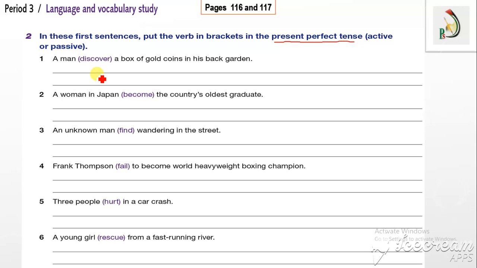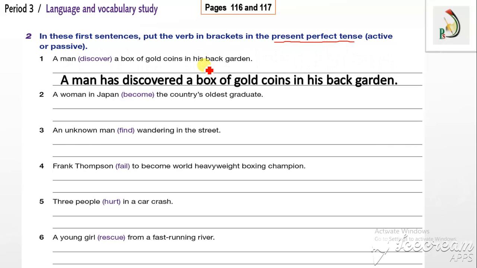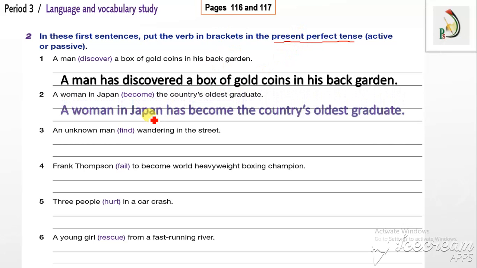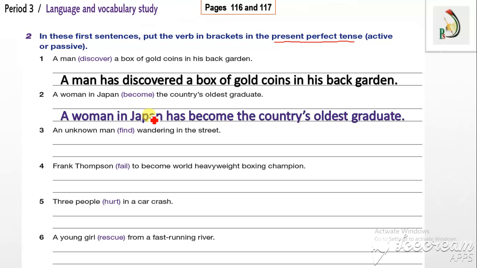Number 1. A man discovered a box of gold coins in his back garden. Present perfect. How will it be in present perfect? A man has discovered a box of gold coins in his back garden. Number 2. A woman in Japan became the country's oldest graduate. Present perfect. A woman in Japan has become the country's oldest graduate.